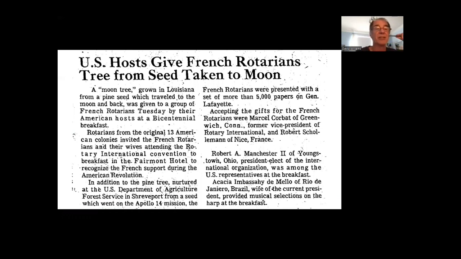I haven't found very many of these. This is one that I found fairly recently. They gave one to a group of French Rotarians at a meeting in Louisiana, and they brought it back to France. Unfortunately, the seedling did not do well on the trip, and it died. So they don't have it. It was planted at the Chateau Lafayette, which was Lafayette's home in France, in honor of the American Revolution and the French participation in that. But that tree unfortunately has died.